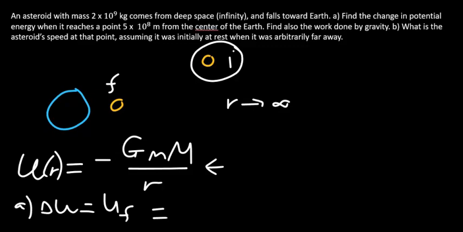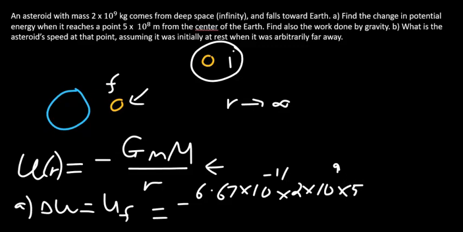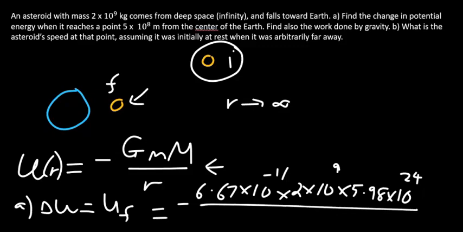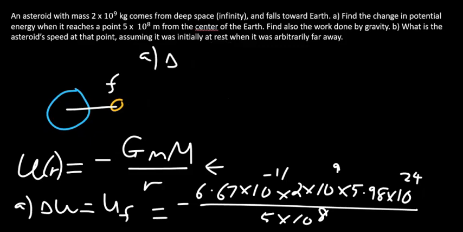And UF, when the asteroid gets to that position, is given by minus universal gravitational constant, which is 6.67 times 10 to the power minus 11. The mass of the asteroid is 2 times 10 to the power 9. The mass of the Earth is about 5.98 times 10 to the power 24 kg. Divide by that distance r, in this case 5 times 10 to the power 8 meters. And you get an answer of minus 1.595 times 10 to the power 15 joules.